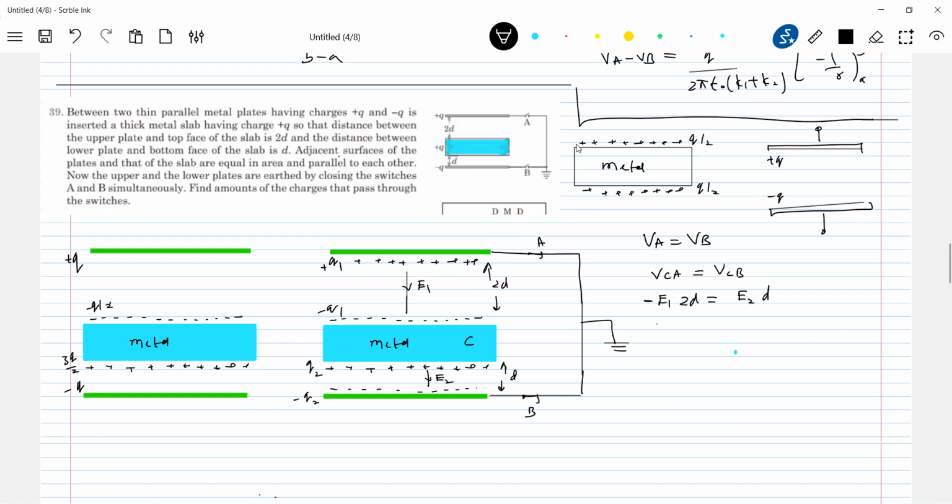Okay, what is E1? E1, you write it minus Q1 by A epsilon naught 2D. This should be Q2 by A epsilon naught D. So minus 2Q1 equal to Q2. This is the one equation you keep it. And what should be the charge of metal plate? Should be conserved, no? So what was the charge of metal plate? It was Q. So Q should be equal to Q2 minus Q1. This is one equation.